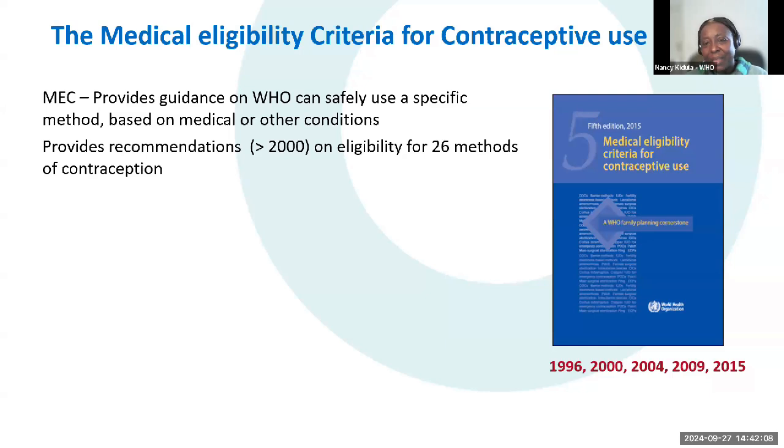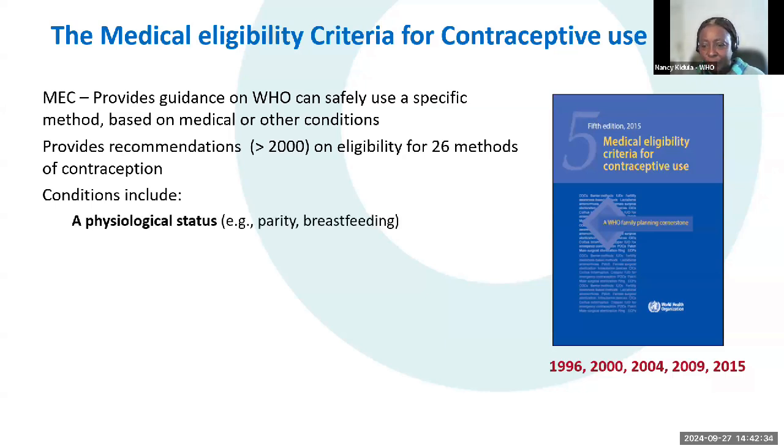And in the MEC, we have more than 2,000 recommendations on eligibility for 26 methods of contraception. The MEC has been around. We have these 5 editions: 1996, 2000, 2004, 2009, 2015. And as we said before, we are updating it now to the 6th edition.